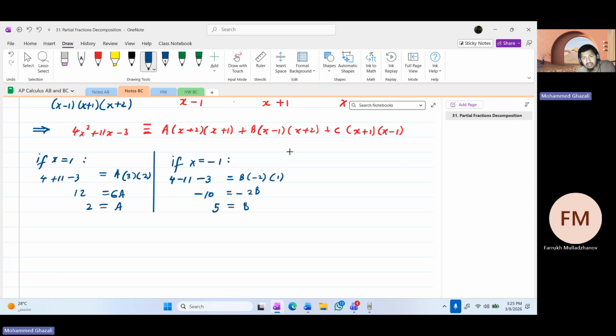Thank you. And next one is, if x is equal to negative 2, negative 2 squared is 4, 4 times 4 is 16, 11 times negative 2 is negative 22, negative 3, which is equal to, remember A will fall out and B will fall out because now you're solving for C. If I substitute negative 2 inside here, it will be C, negative 2 plus 1 is negative 1, and that's negative 3. So I've got 3C.